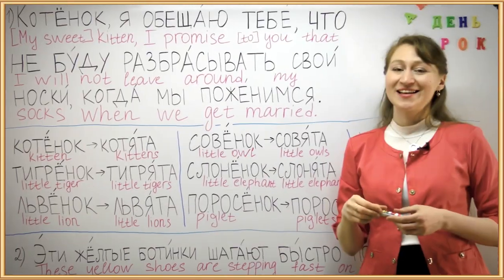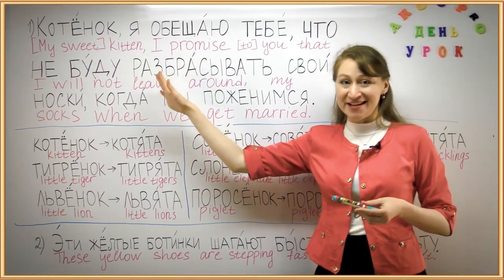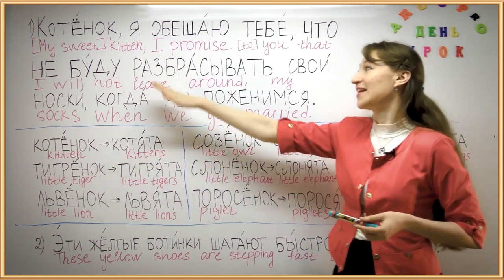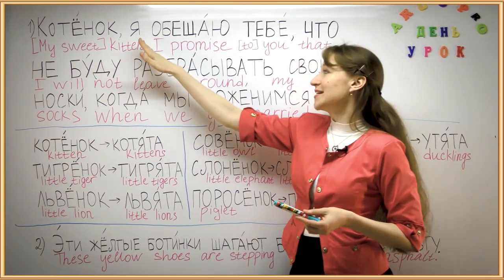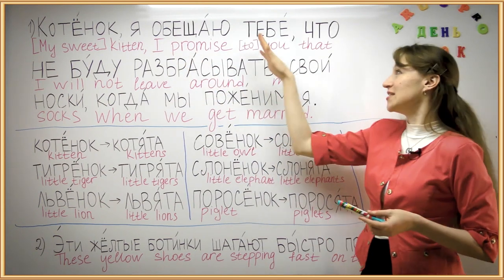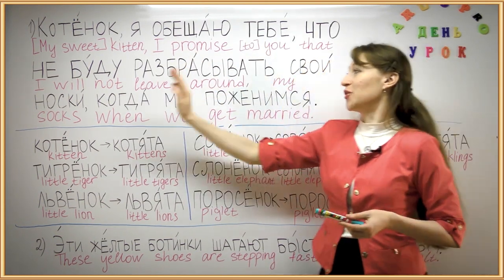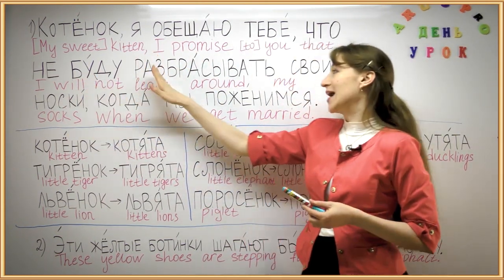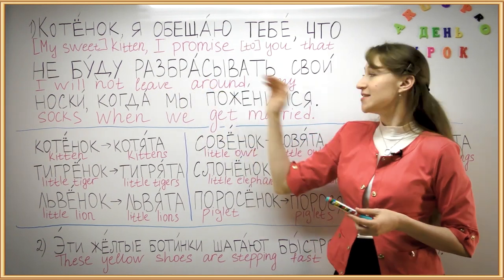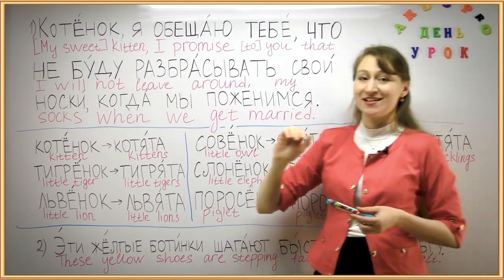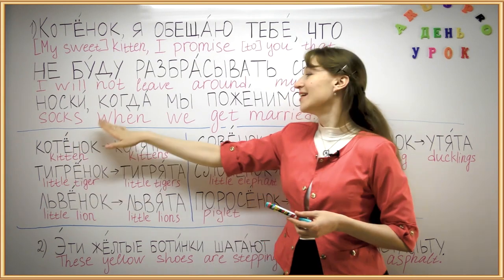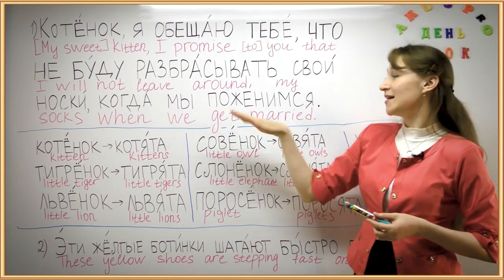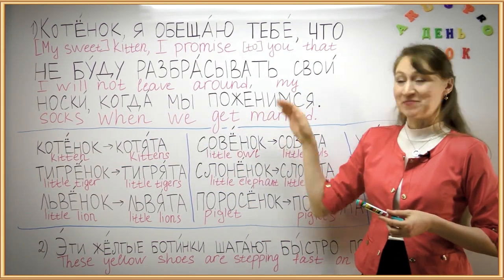Let's do it. This is a very important phrase to say to your fiancé. Котенок, я обещаю тебе, что не буду разбрасывать свои носки, когда мы поженимся.